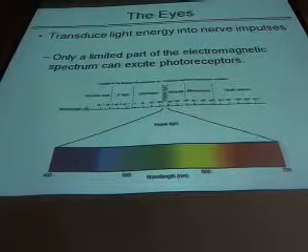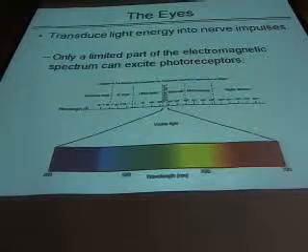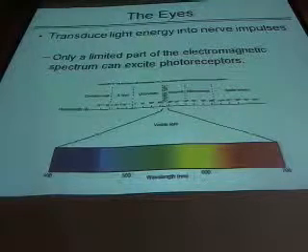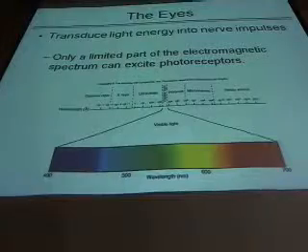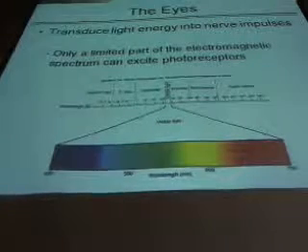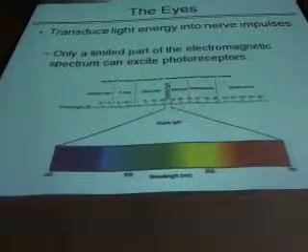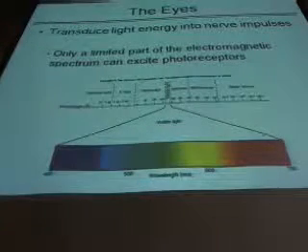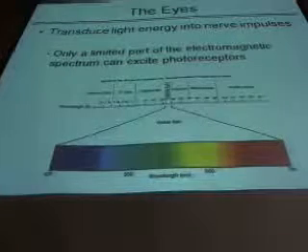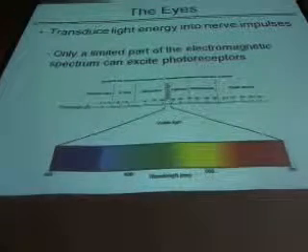Same thing with the eyes, just as it was in the ears. The bottom line is what's going back is this action potential, and the brain is the thing that interprets the whole thing. Anyway, the eyes. It transduces light energy into nerve impulses this time. We only see a very limited portion of the spectrum, 400 to 700 nanometers. Other animals will see a higher spectrum.